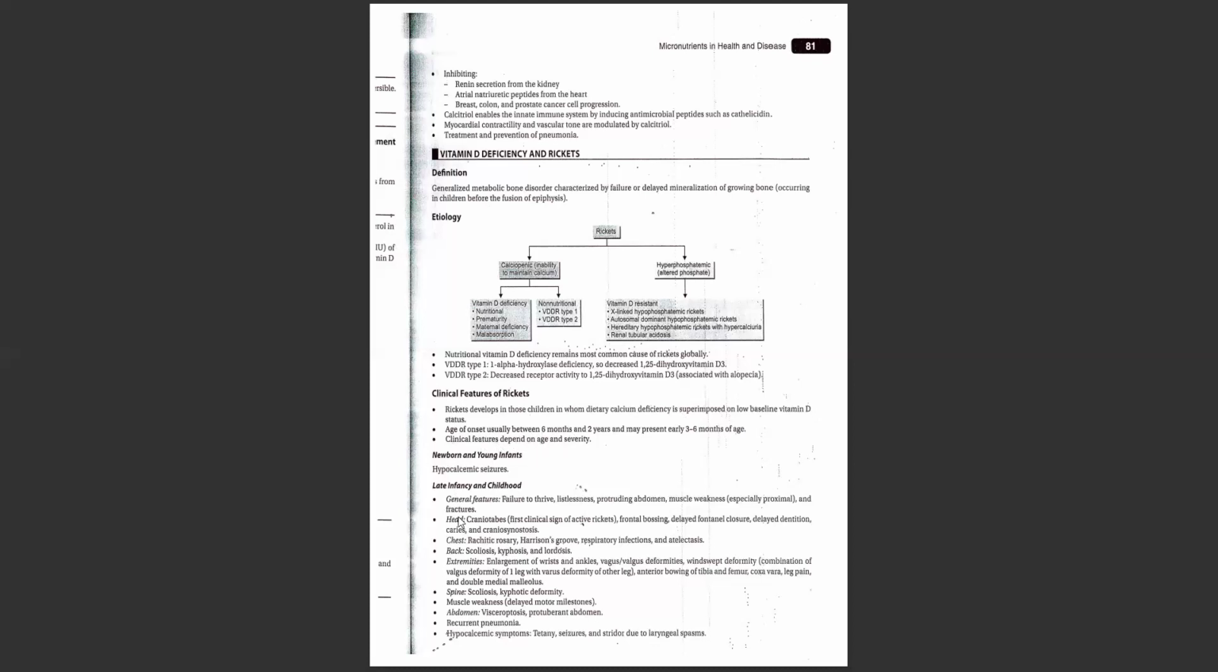They are as follows. In the newborn and young infants, it presents as hypocalcemic seizures. In late infancy and childhood, it presents with general features like failure to thrive, that is inadequate weight gain compared to the same age and sex peer groups, then protruding abdomen, muscle weakness, especially proximal muscle weakness, and fractures. These are the general features in late infancy and childhood.